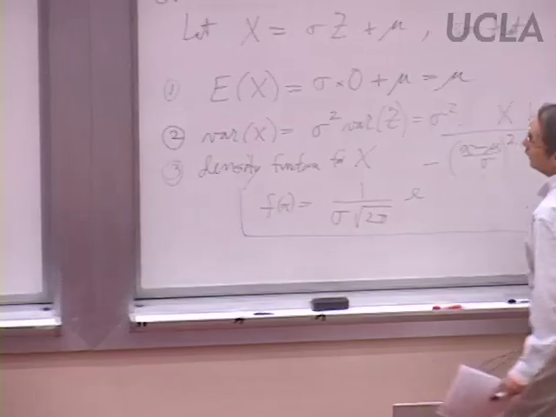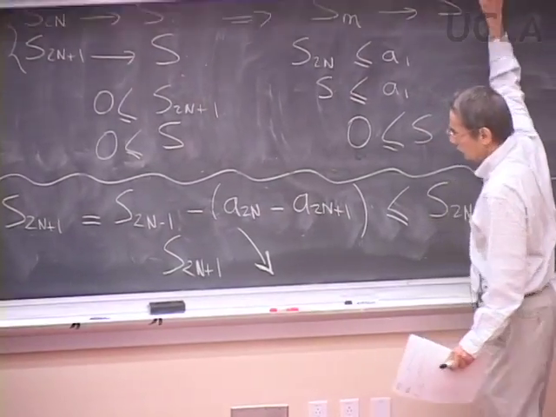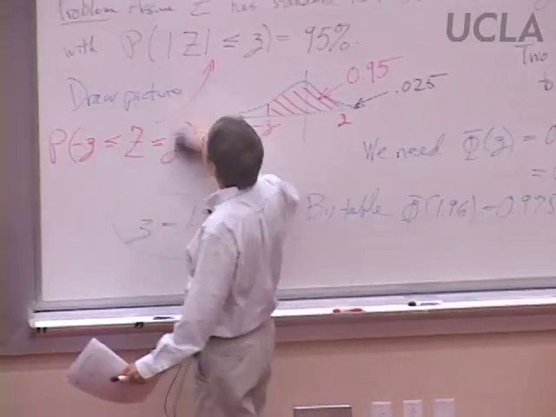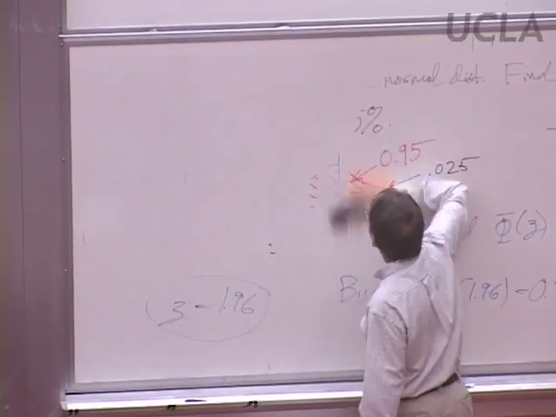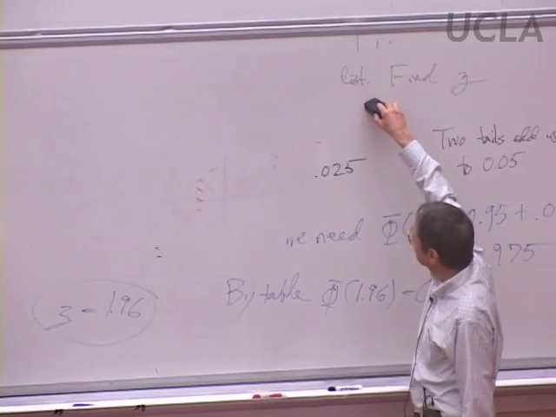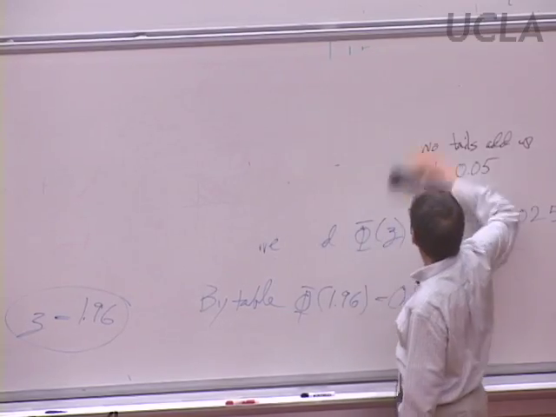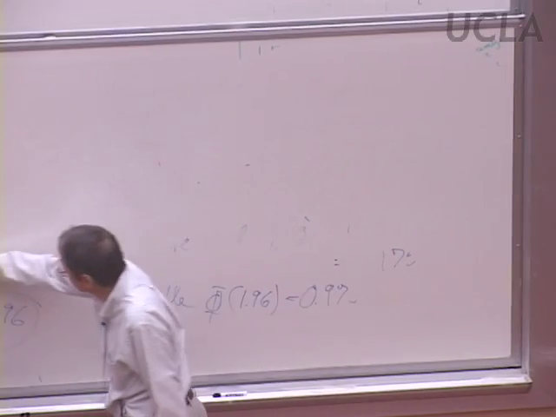Now, what about doing it backwards? What if we know the probability? This problem that I'm just erasing, I guess, is the one where we're given the probability, 95%. And what we want is something else.